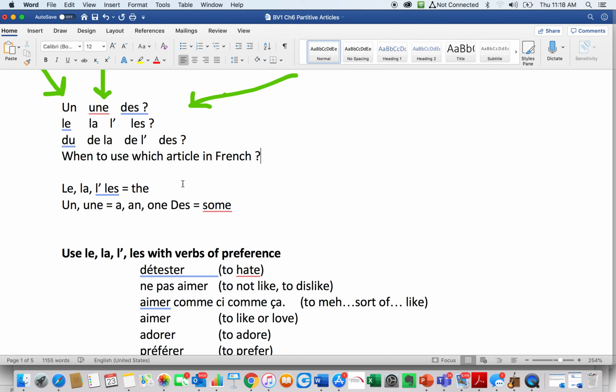Okay, so we have studied, we know that le, la, and les mean the, and that un, une mean a, an, or one. And you've learned that the plural of le, la, and l' is les. And un and une mean a, an, or one. What's the plural of un or une? It's des, and that basically means some. Okay, so just a quick review.